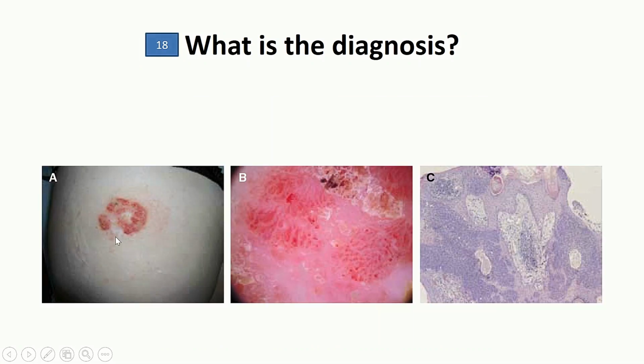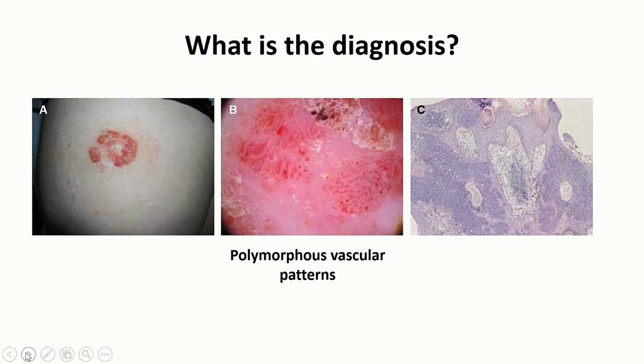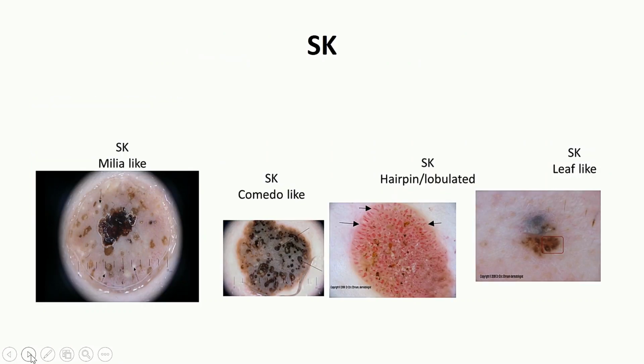You see here a case of poroma. You see here both dotted and linear vascular structure. But the histopathology here is helpful in diagnosing poroma. The histopathology of poroma resembles what we see in histopathology of superficial basal cell carcinoma. Polymorphous vascular pattern.